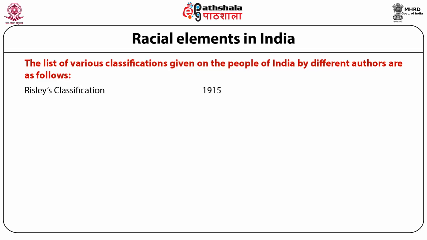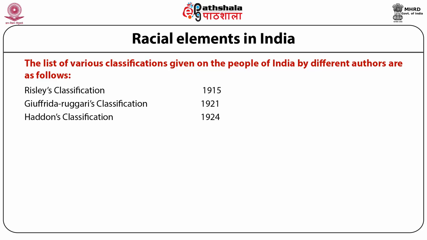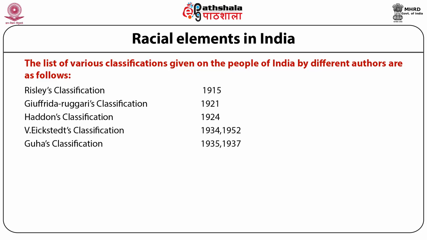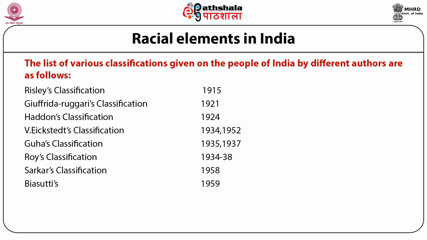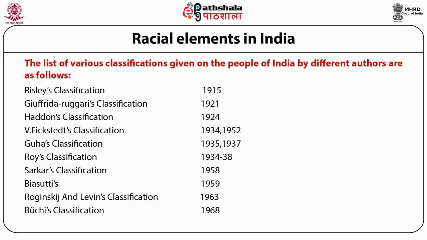First, Risley's classification, 1915. Then Giuffrida-Ruggeri's classification, 1921. Then Haddon's classification, 1925. Then Eickstedt's classification, 1934 and 1952. Then Guha's classification, 1935 and 1937. Roy's classification, 1934 to 38. Sarkar's classification, 1958. Bhasin's classification, 1959. Then Rozinski and Levin's classification, 1963. Then Bauchi's classification, 1968. And the last one is Bowley's classification in 1977.